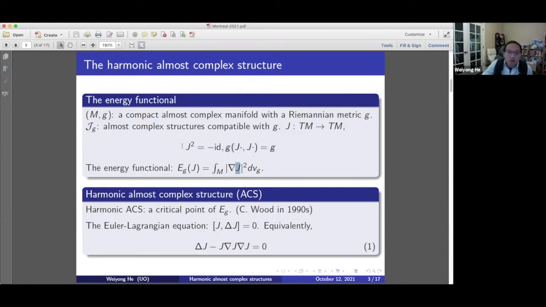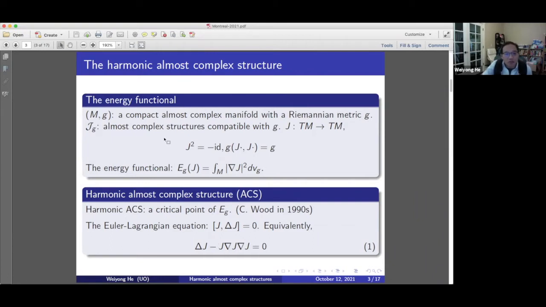So the restriction of this almost complex structure, J squared equals negative identity, gives this Euler-Lagrange equation: J Laplace J has to be commutative in this way. So instead of the harmonic condition, Laplace J equals 0, this condition gives that it's commutative. It's a little bit surprising that even though this object has been studied for more than 30 years, this equivalent condition was not even in the literature. That's a little bit strange.